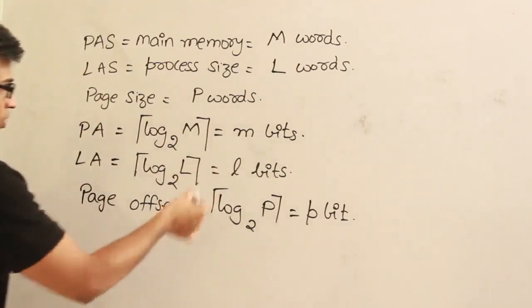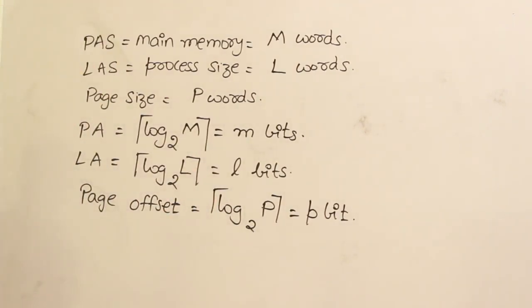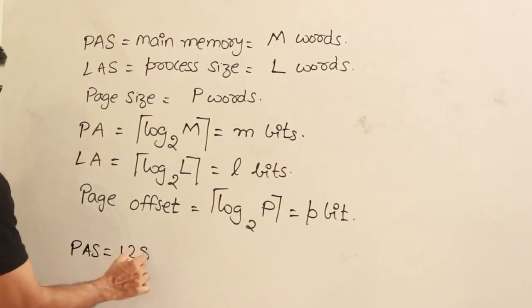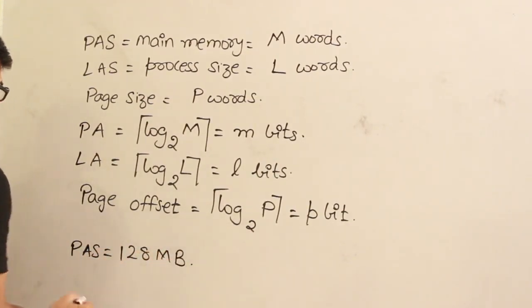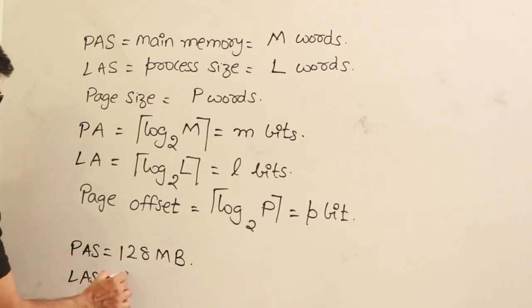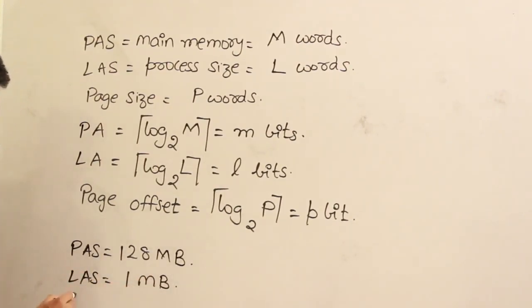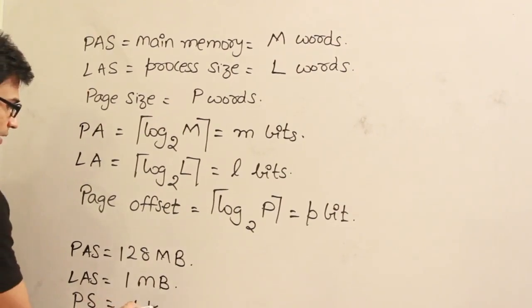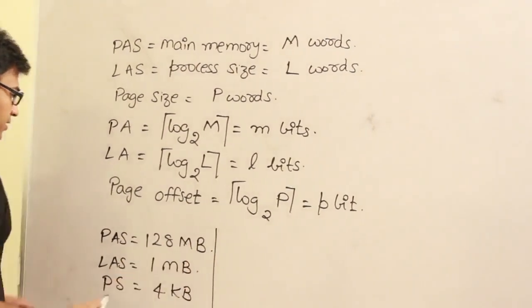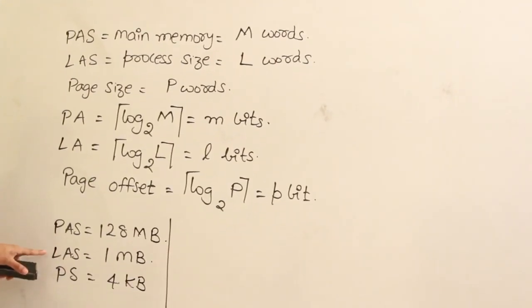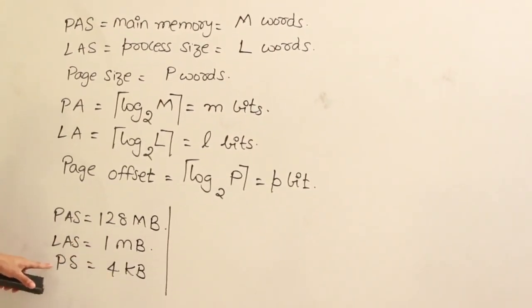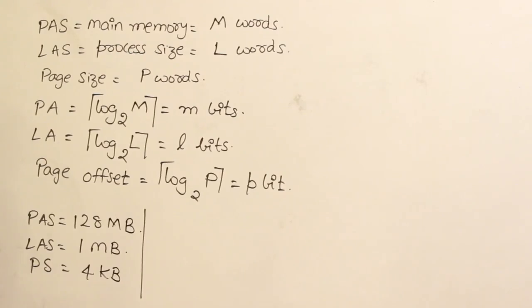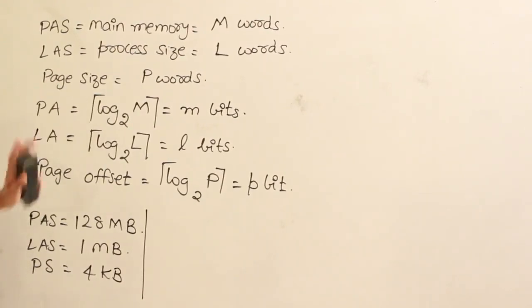So if you want to know what all these bits mean, let's take a small example and I'll tell you this. Let us say physical address space is equal to 128 MB, right? And logical address space is equal to 1 MB, and page size is equal to 4 KB, right? So what do you understand? Total main memory I have is 128 MB, and the size of each process is going to be 1 MB, and page size is going to be 4 KB, right? So if this is the scenario, then let's analyze all these numbers.